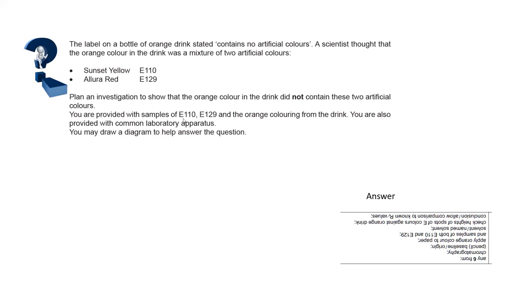You are provided with a sample of E110 and E129 and the orange color from the drink. You are also provided with common lab apparatus. You may draw a diagram to help your answer. When they mention you may draw, it is better you draw, so that if you miss any point in your explanation, you will still get the marks.